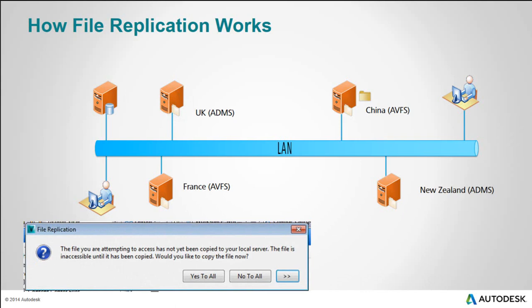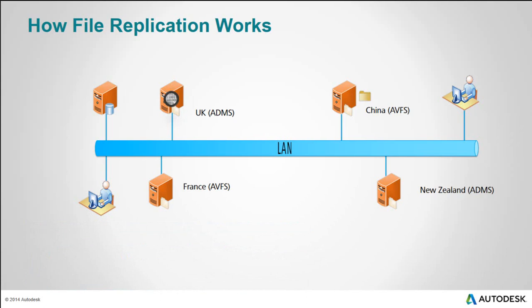The user is presented with a message in the Vault client saying that the file has not been replicated to your local server yet. Would you like to replicate it? So, assuming that they still want the file, they say yes, yes to all. So the UK ADMS sends a message directly to the China AVFS using HTTP for the file.